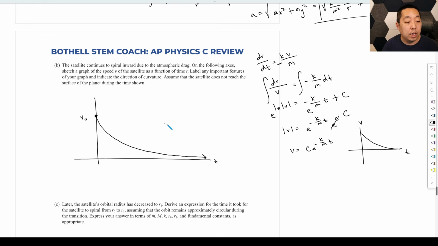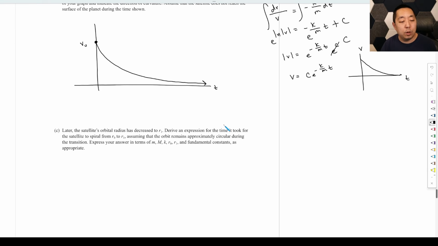Okay, so it's concave up, or you don't have to indicate direction of curvature, just sketching it out is usually enough. Okay. Later, the satellite's orbital radius is decreased to R1. Derive an expression for the time it took for the satellite to spiral from R0 to R1, assuming the orbit remains approximately circular during the transition. Express your answers in terms of this and fundamental constants as appropriate.